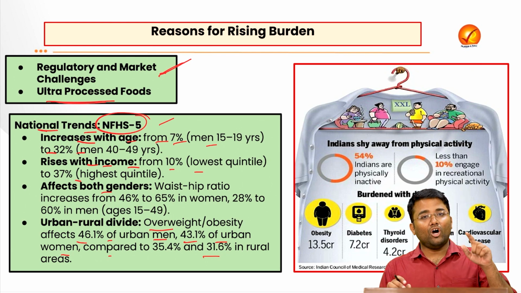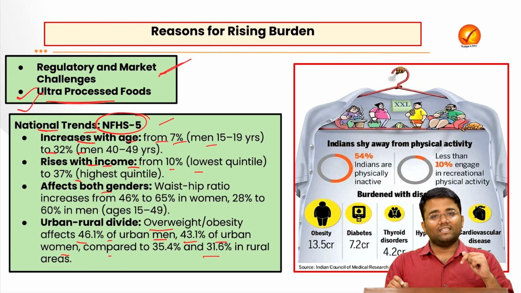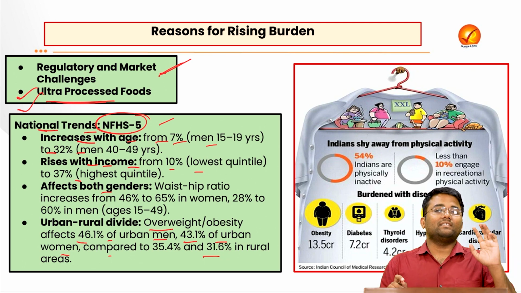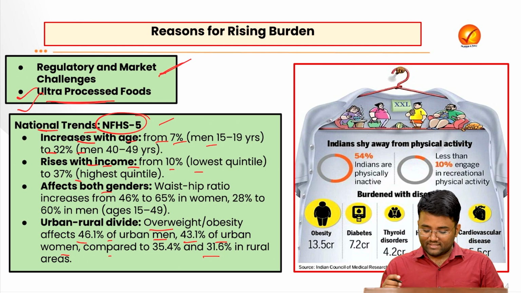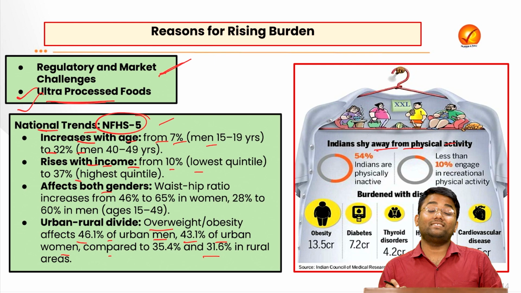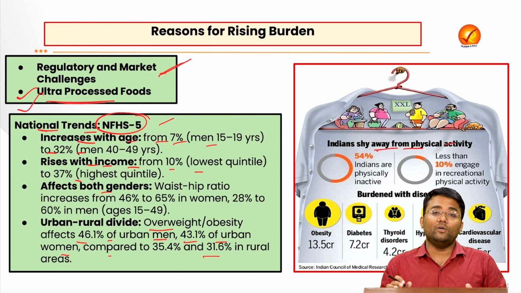But again, because of the better infrastructure and better reach of ultra processed foods, the fat content, obesity and overweight are also being witnessed in the rural areas. And this is again our data from the Indian Council of Medical Research, ICMR, which says that Indians shy away from physical activity. They just love lying on the bed, scrolling Instagram, YouTube videos, reels and YouTube shorts.